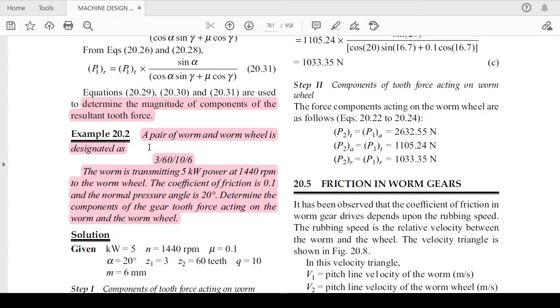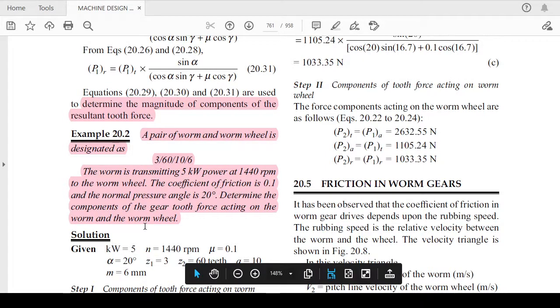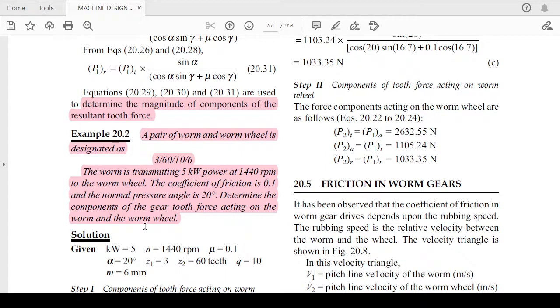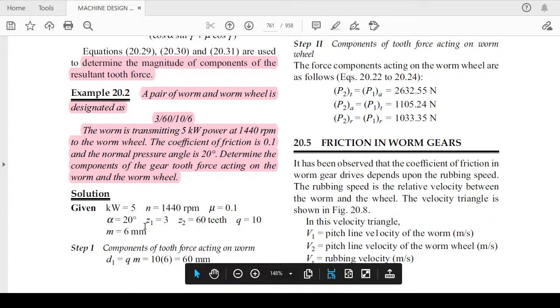Now as you can see in this numerical, a pair of worm and worm wheel is specified as 3/60/10/6, and the worm is transmitting 50 kilowatt power at a speed of 1440 rpm to the worm wheel. Means power and rpm are given, so you can calculate the value of torque, which is Mt. The coefficient of friction is 0.1 and the normal pressure angle is 20 degrees, means alpha is given. Determine the components of the gear tooth force acting on the worm and worm wheel. Ultimately you have to calculate the values of the forces acting on the worm and worm wheel.